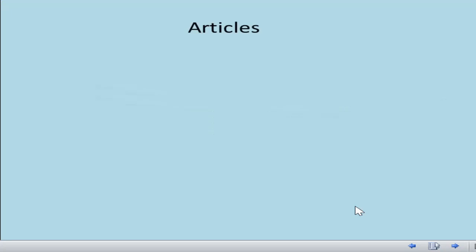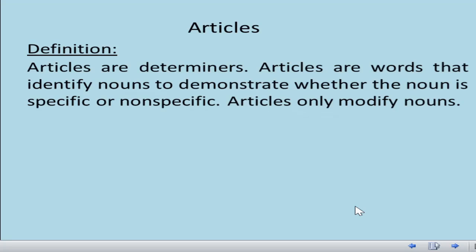First, we have to know the definition of articles. Articles are determiners. Articles are words that identify nouns to demonstrate whether the noun is specific or non-specific. Articles only modify nouns. So, what are determiners? Determiners are terms or words that are used before nouns. Or determiners are words or terms that take their place before nouns.